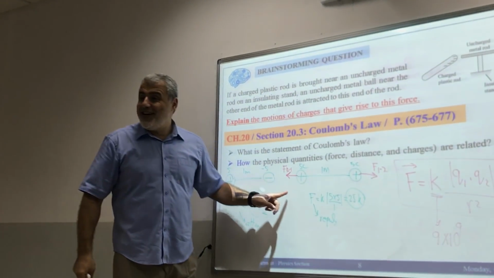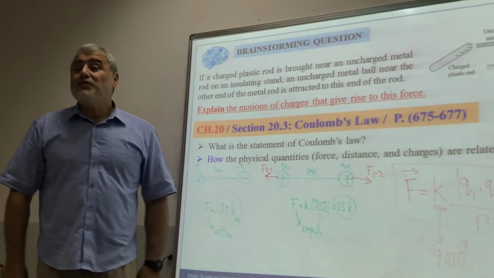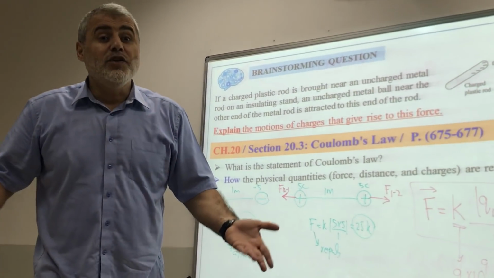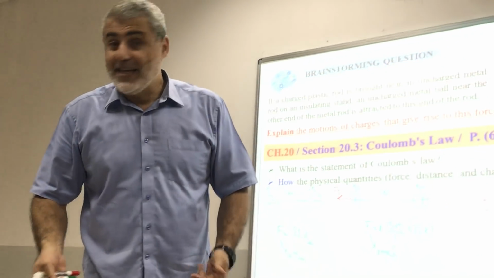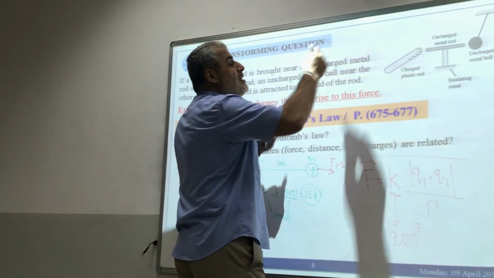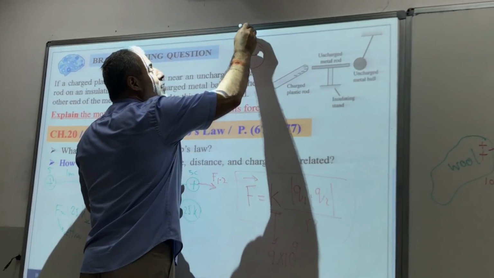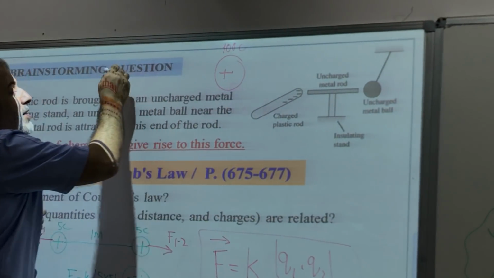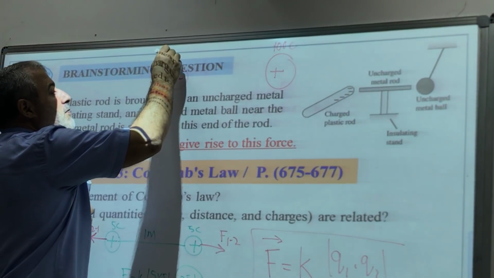This force is the same as this force. That's why we call it a mutual force. I will make it clear for you. Pay attention. I have a charge of 100 coulomb and another charge here of 5 coulomb.